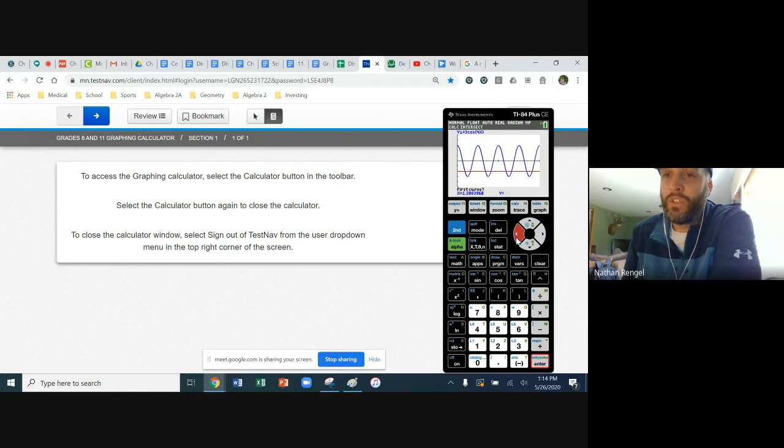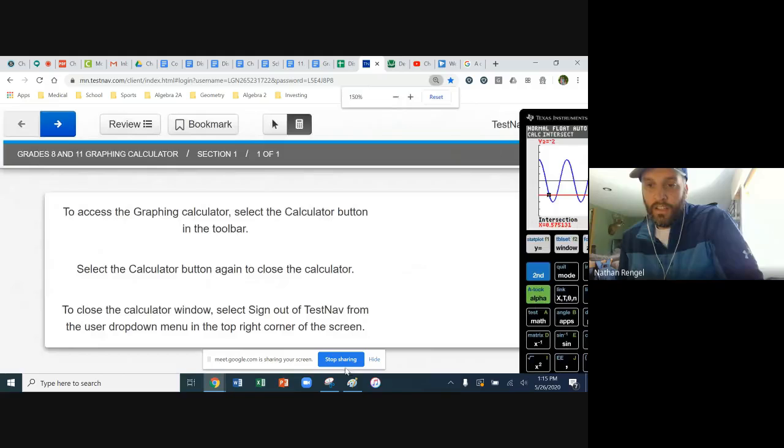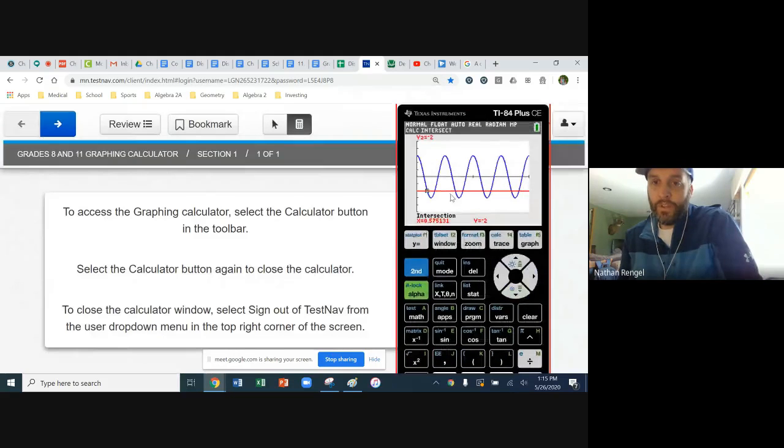So we're going to hit second, trace, which is your calculate option, go down to number 5, and whatever intersection you're trying to find, wherever your blip pops up, I'm just going to find this very first one. So I'm going to scroll to the left. Once I get as close as I can to that intersection, I am going to hit enter, enter, enter, and right there, the theta value is what we're looking for, 0.575. That would then be 0.58.